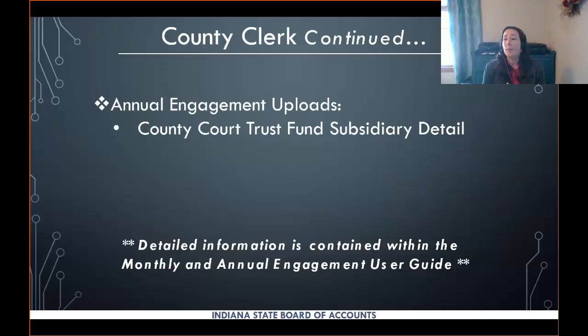Again, it could be through a report. It may not be a handwritten thing. It's probably a computer system. I'm not sure there are any clerks that do hand post it, but don't quote me on that. So that is what we're looking for at the end of the year. You're holding money. You should be able to know whose money you're holding.